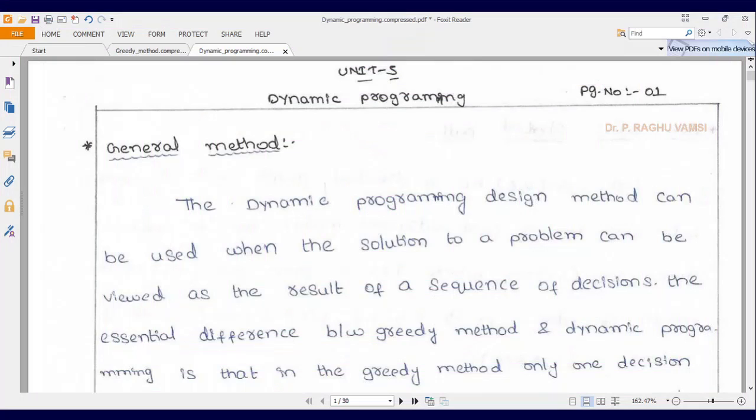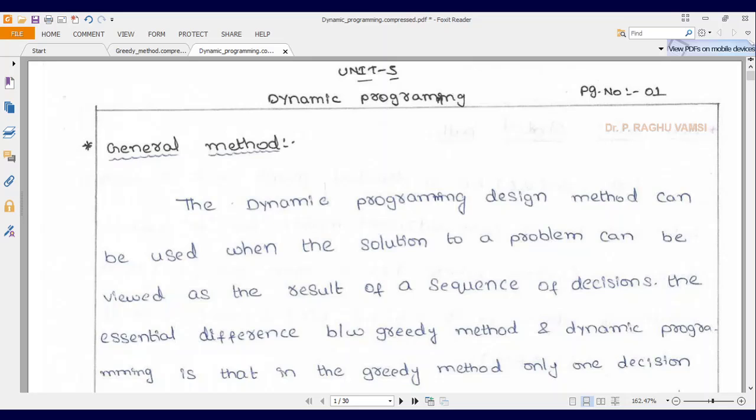Now we'll move on to dynamic programming. Dynamic programming is another way of solving algorithms. The general method of dynamic programming depends on the principle of optimality. Make note of this. You are supposed to follow the principle of optimality.